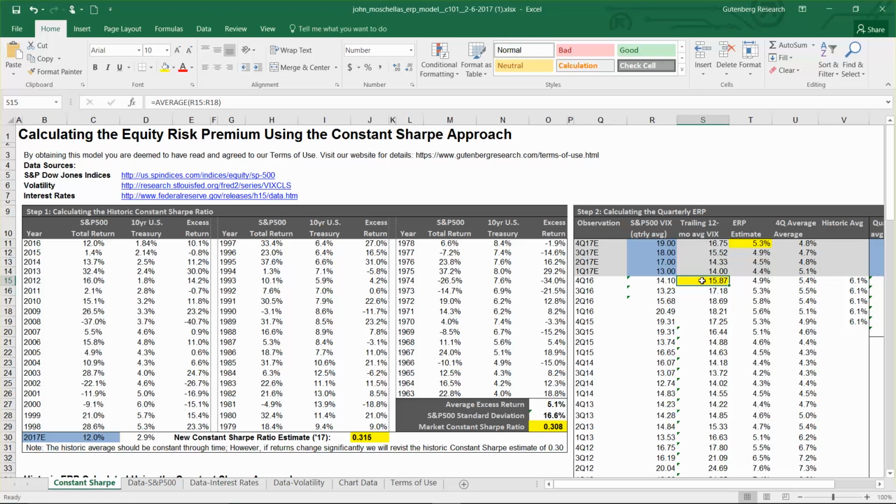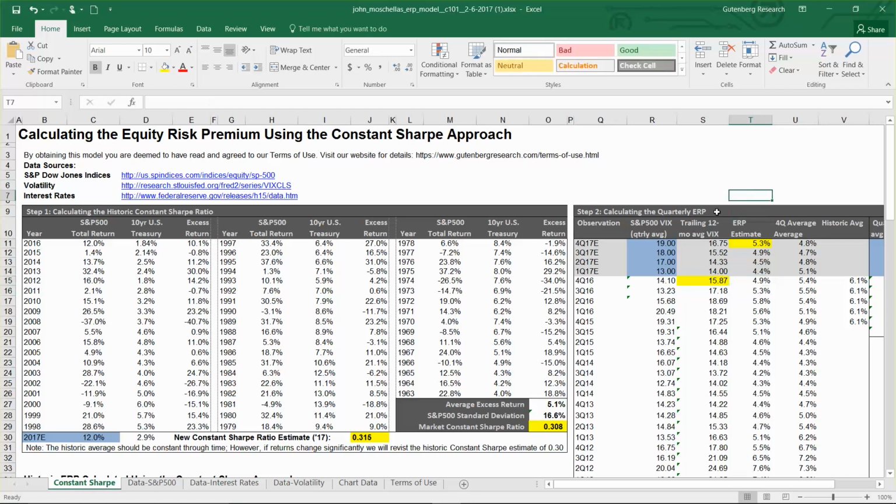So using 15.87%, that gets us to an equity risk premium of 4.9%. So that's what you saw in the Apple model. So in the Apple model, I took this number here and this number here for the equity risk estimate, and that's what we use to calculate our required return on equity for Apple. So you'll find this in all of our models that use a discounted cash flow valuation.